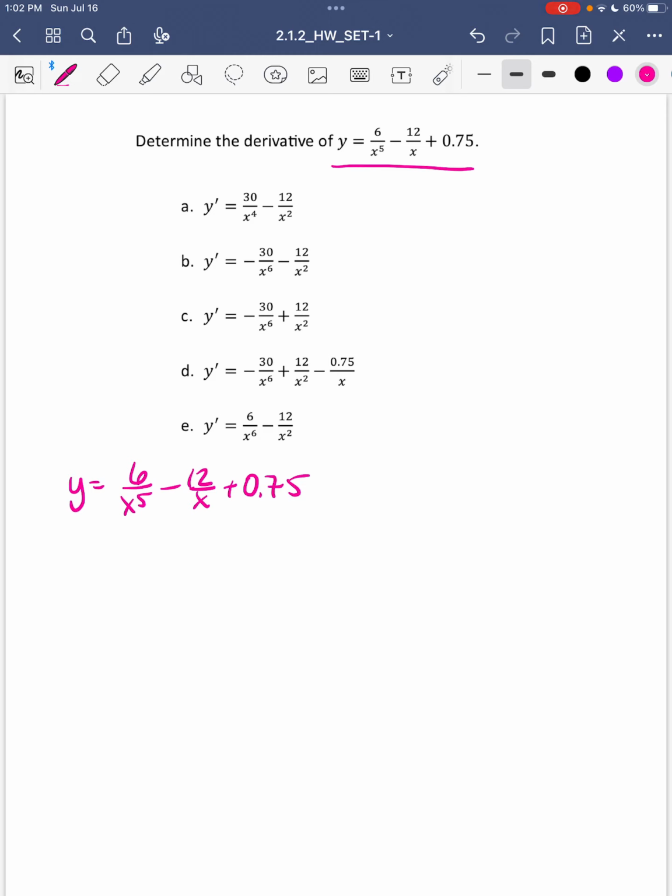Now, to take the derivative, we'd like to have the original equation in power notation. So let's write this in power notation. How would we do that? Well, what is 6 divided by x to the fifth? That's 6 times x to the negative fifth power.